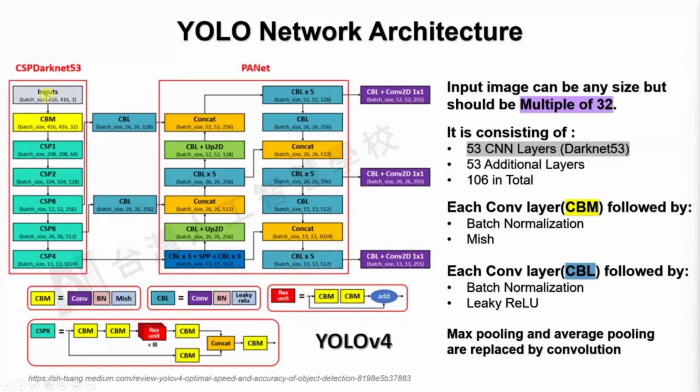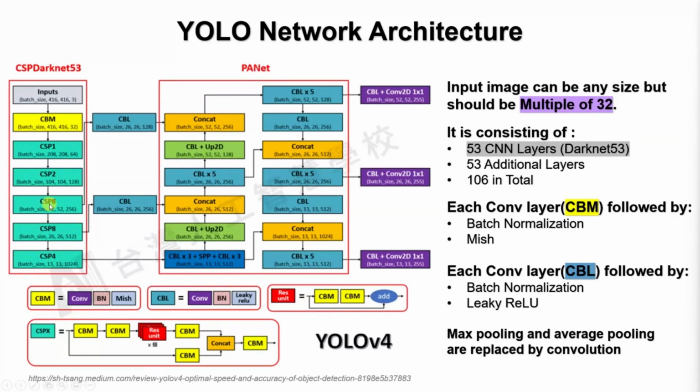Now, as you can see, for this backbone, Darknet-53 is used, and the input size is 416 by 416. The input size can be anything as long as it is a multiple of 32. Why it has to be a multiple of 32, I'll discuss later. Then we can see there is a CBM layer. It is nothing but a conv layer followed by a batch normalization and a Mish activation layer. What about this CBL? CBL is a convolutional layer followed by a batch normalization layer and a Leaky ReLU layer.